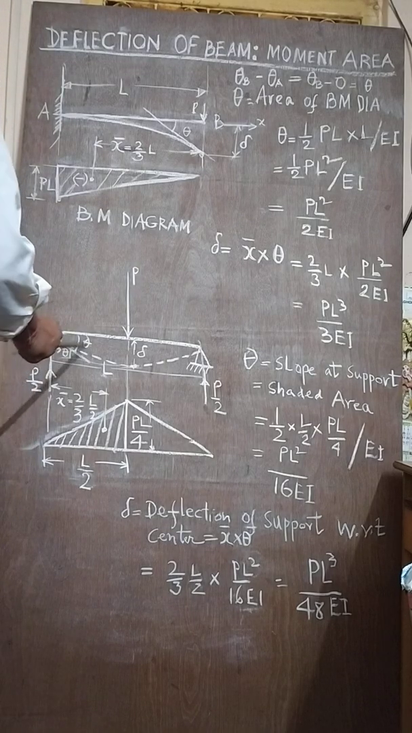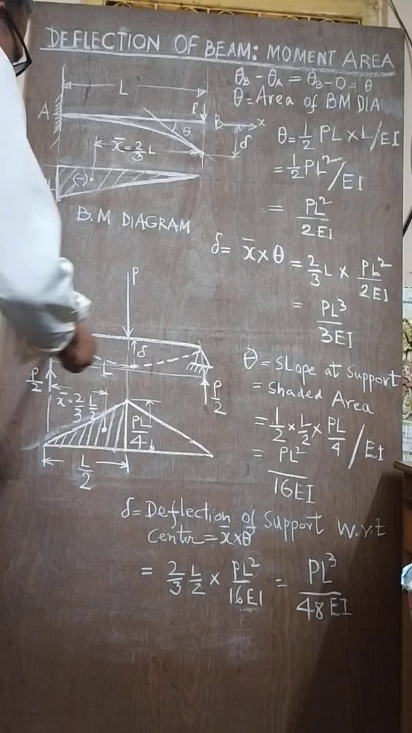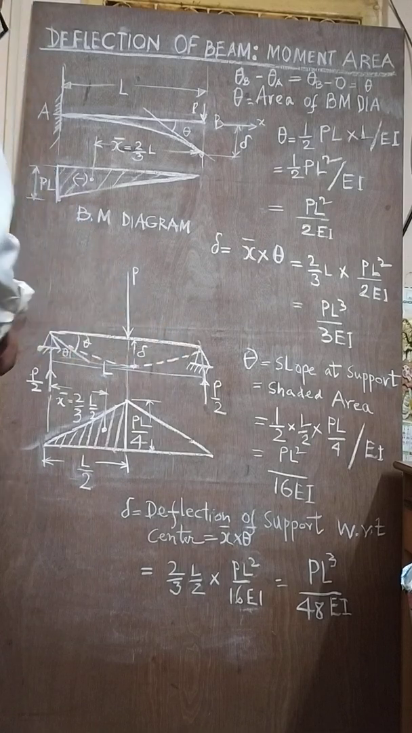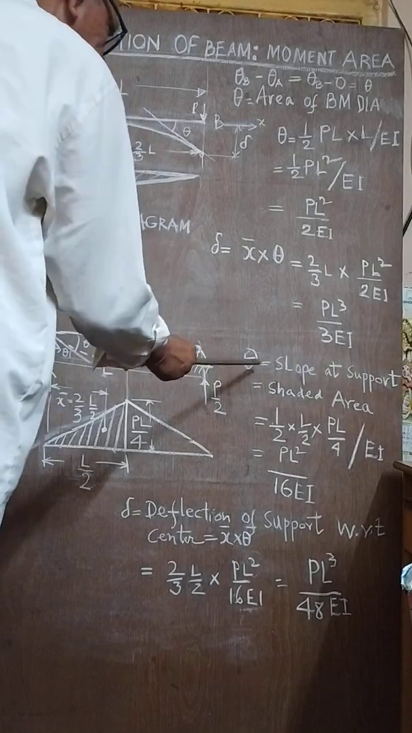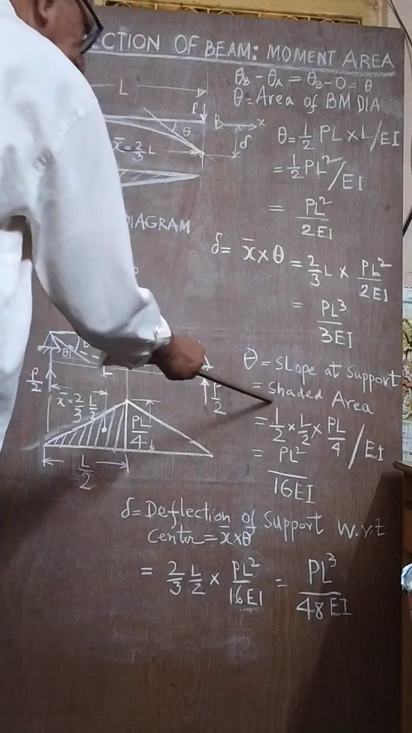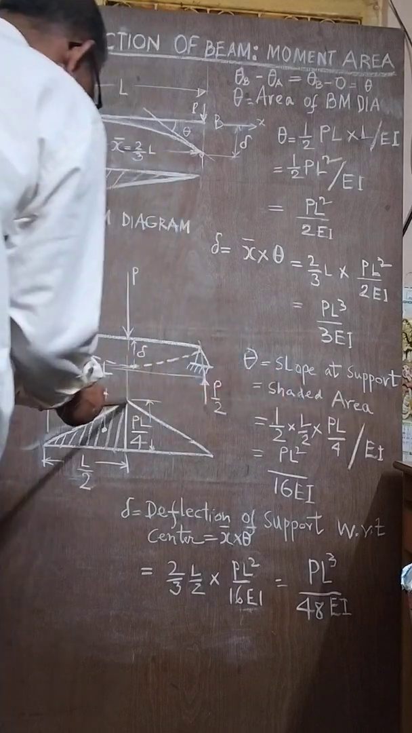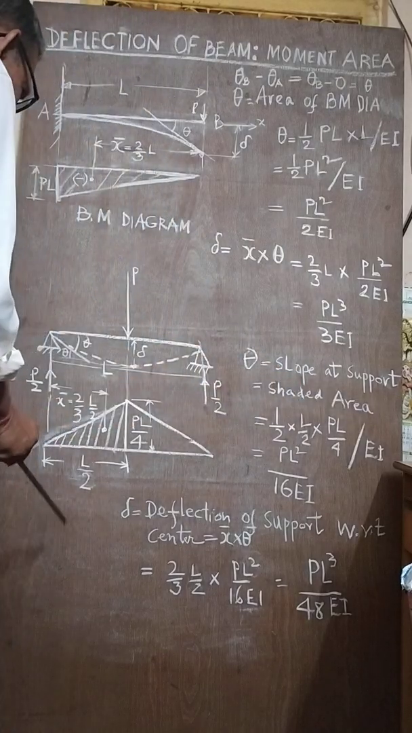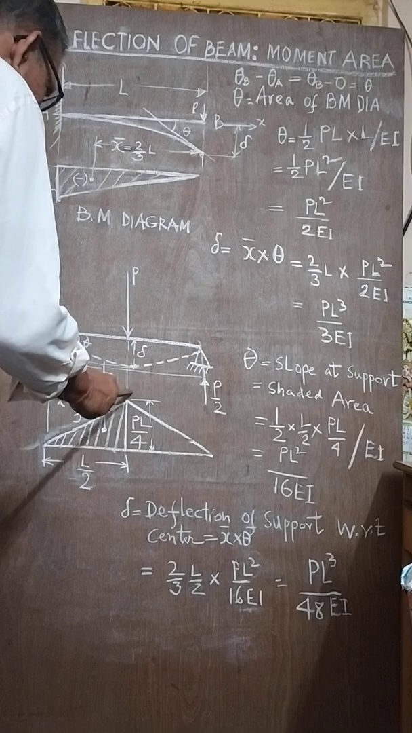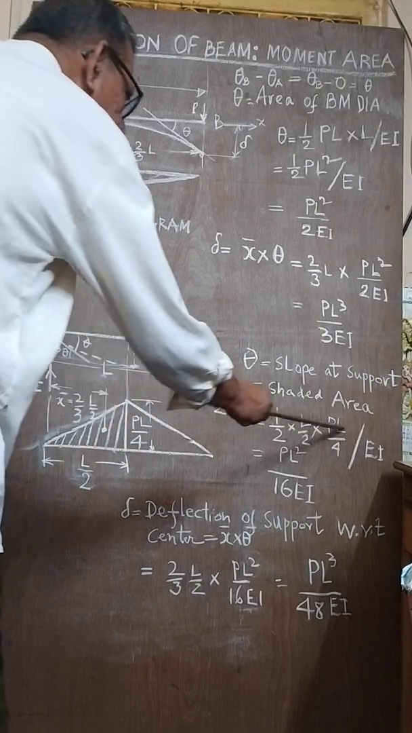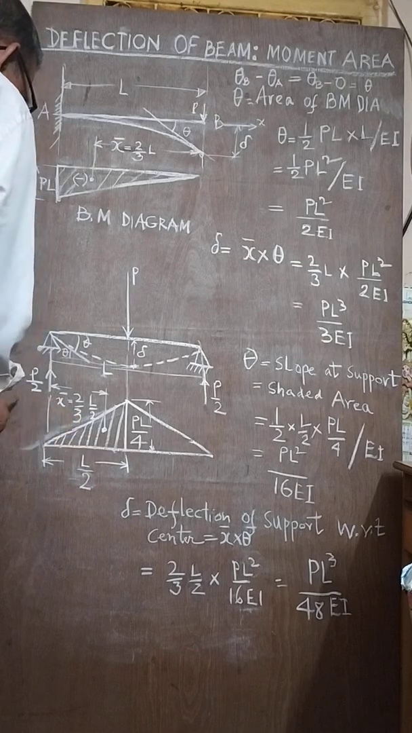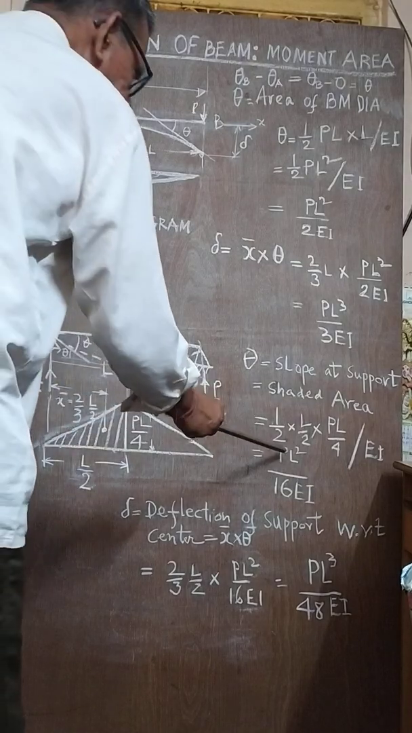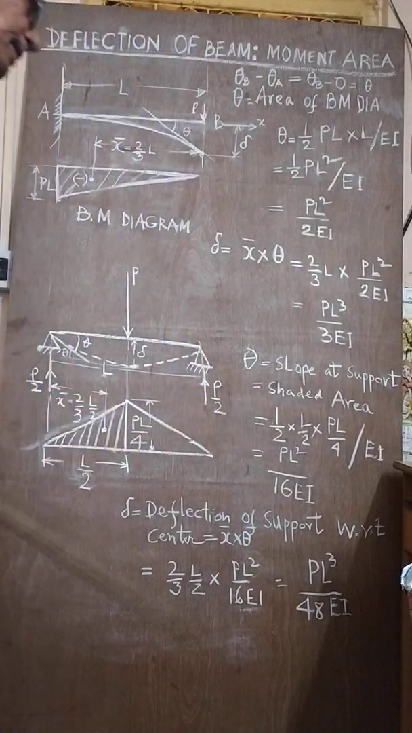So the elastic line makes the angle theta with the chord line. We can call it the chord line. So theta, the slope at the support, is the shaded area of the bending moment diagram. What is the shaded area of the bending moment? This is L by 2. The bending moment value is PL by 4, and half of it. So the triangle area is half into PL by 4 into L by 2. So this comes as PL square by 16 EI.